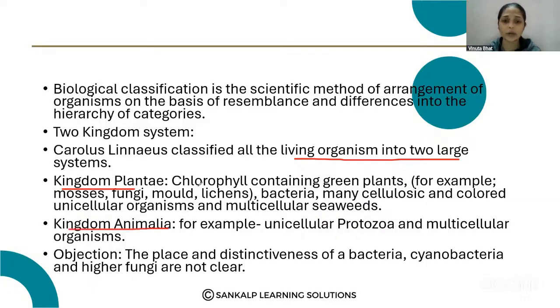Here, he included all chlorophyll containing green plants, for example, mosses, fungi, mold, lichens. So fungi were also included under the kingdom Plantae, along with many cellulose-containing and colored unicellular organisms and multicellular seaweeds. He included all these organisms under the kingdom Plantae. And kingdom Animalia included unicellular protozoa and the multicellular organisms. This is not a well accepted system of classification, just a basic level of classification introduced by Carolus Linnaeus.